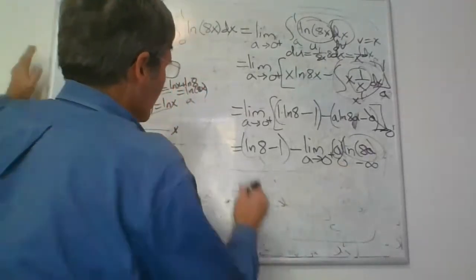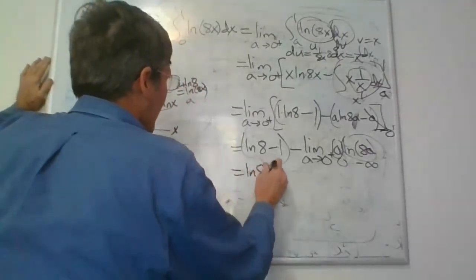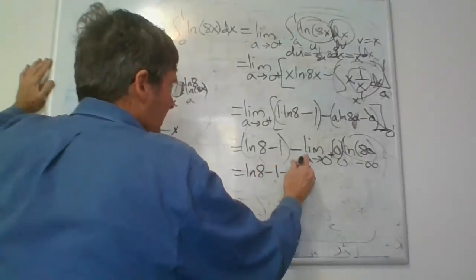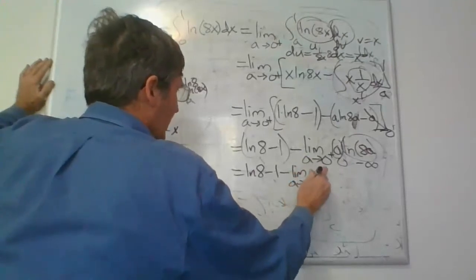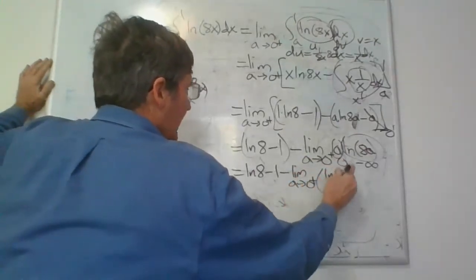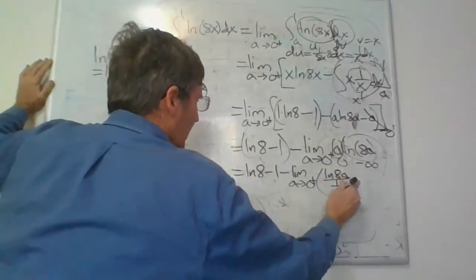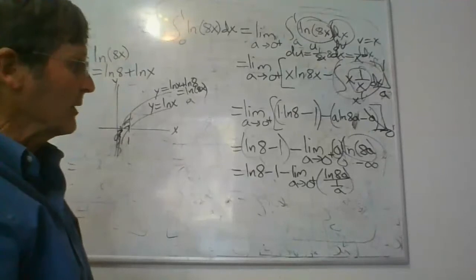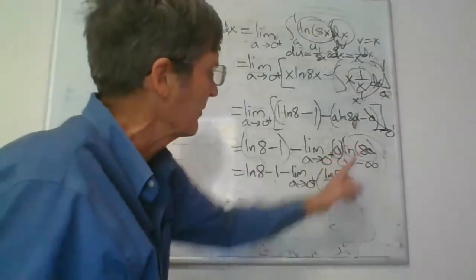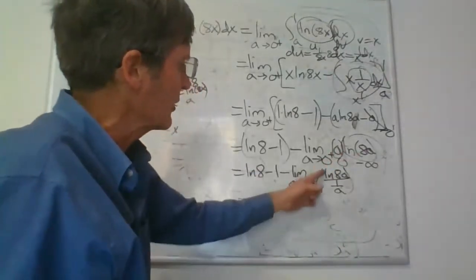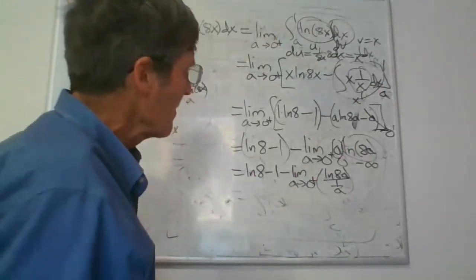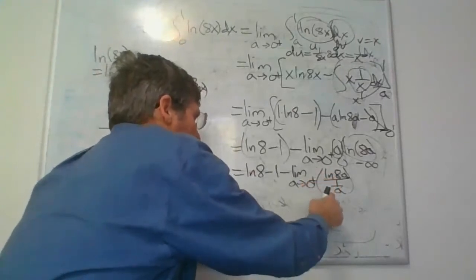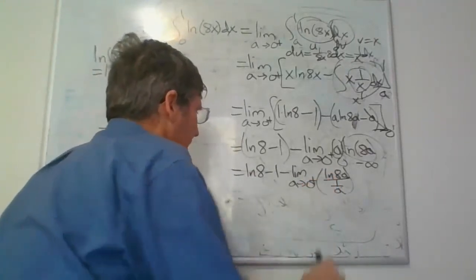So what we do is we say, well, this is natural log 8 minus 1 minus, let's write it this way, the limit as a goes to 0 from the right of ln 8a over 1 over a. Why would I make it more complicated like that? Well, it's because when I have an indeterminate form, a 0 times plus or minus infinity, I rewrite it as a quotient to use L'Hopital's rule, right? Now I can say this is a minus infinity over plus infinity case.